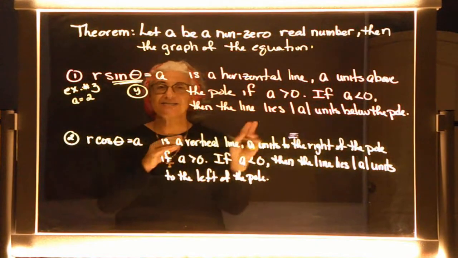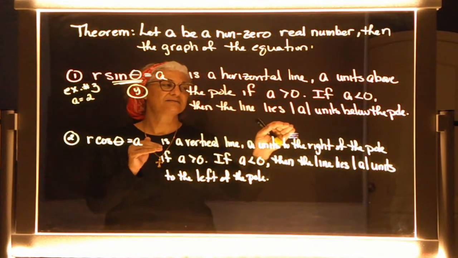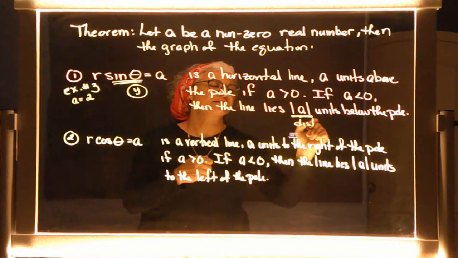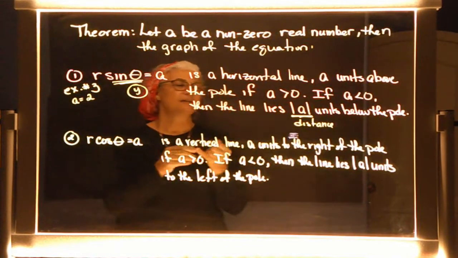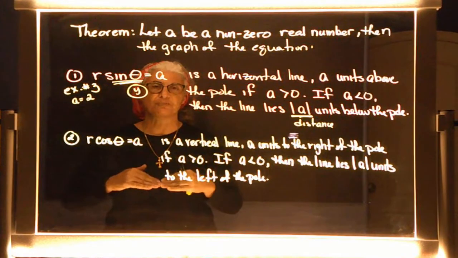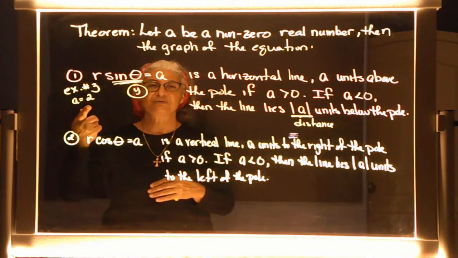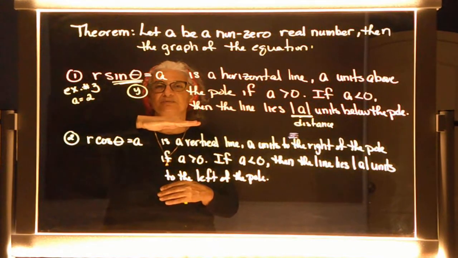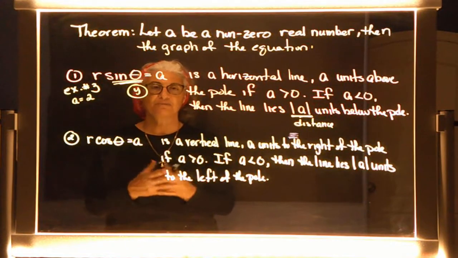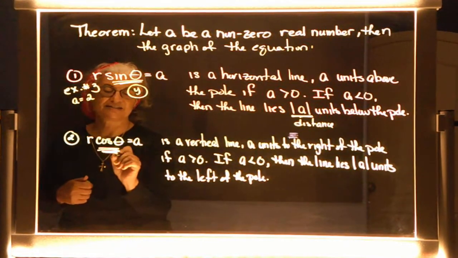Now, if a is less than 0, then the line lies that many units below the pole. Remember, the only reason absolute values are here is because it's representing the distance. So if in our example a was -2, I'd still get a horizontal line, but instead of being above the pole, I'd be below the pole 2 units. Cool?